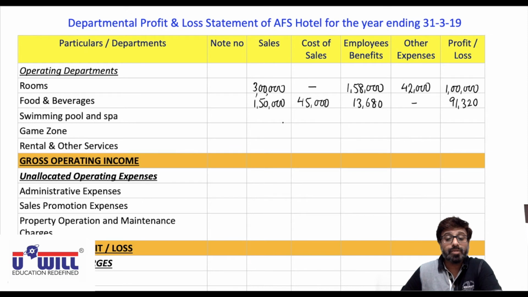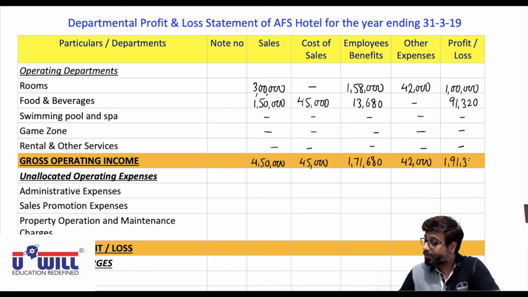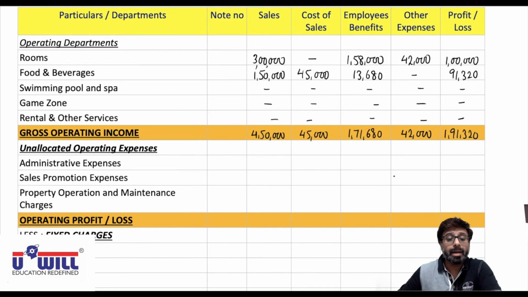Swimming pool and spa, we don't have this department in this hotel. Game zone department in this hotel is not there. Rental and other services department in this hotel is not there. So 3 lakhs plus 1,50,000, 4,50,000 is gross operating income. 45,000 cost of sales. 1,71,680 employees benefit. 42,000 other expenses. And total profit or loss 1,91,320.